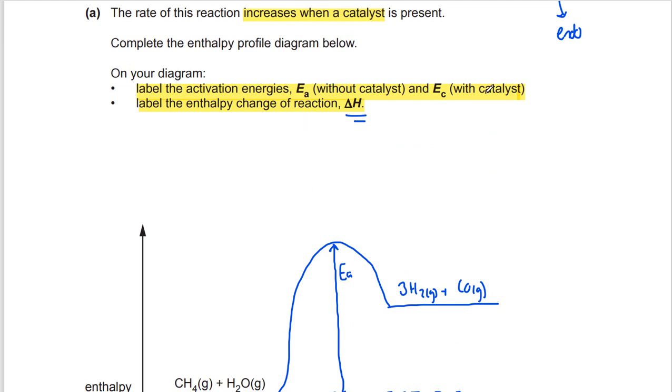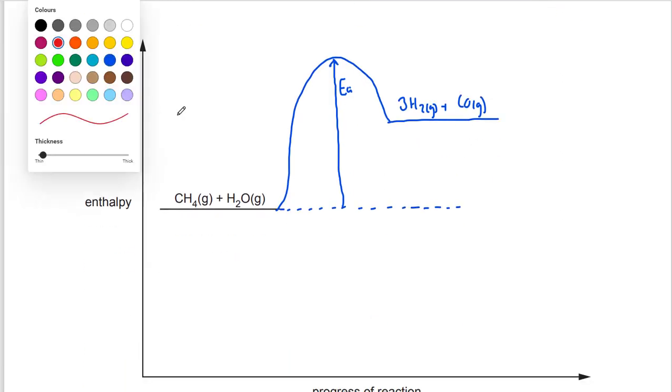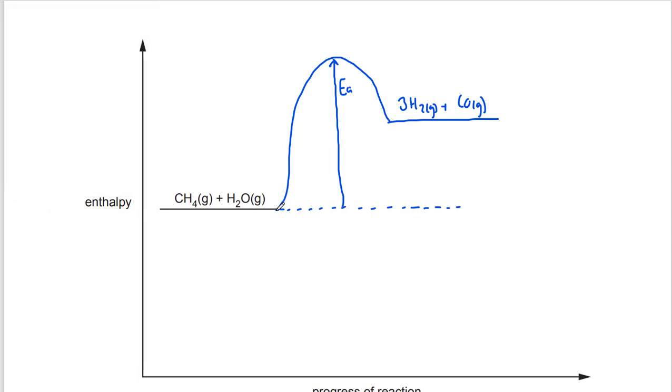Then it asks us to put one on with a catalyst. So with a catalyst, I'll do it in a different color just to show you this. You haven't got to do it in a different color in the real thing, obviously. You should do it in black, but the catalyst will lower the activation energy. So you need a second line that has a lower activation energy. I'm just going to do that one. And then draw a second activation energy from the same position you started to the highest point of that line and label that EC. Okay, so that's the two that you need.